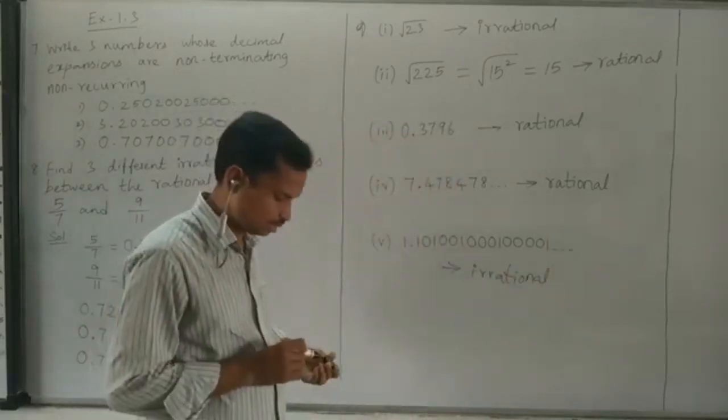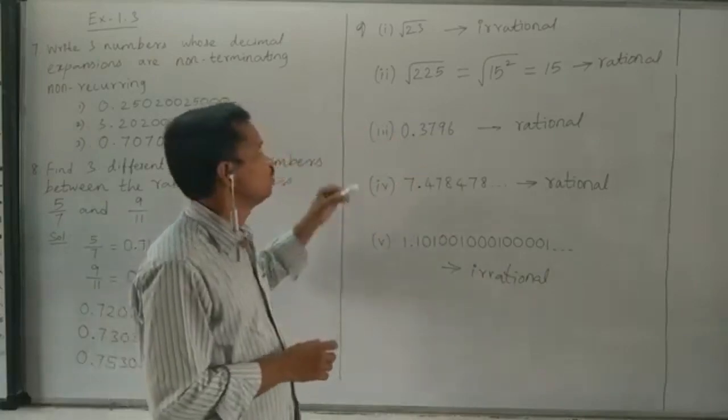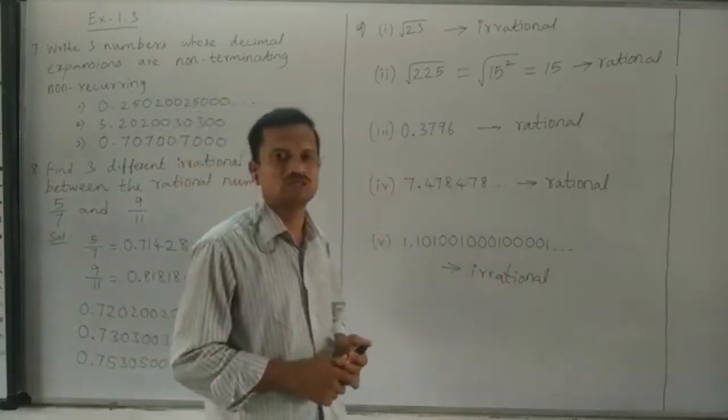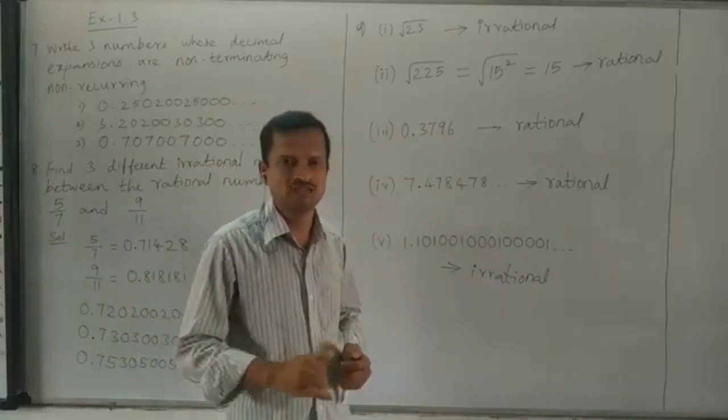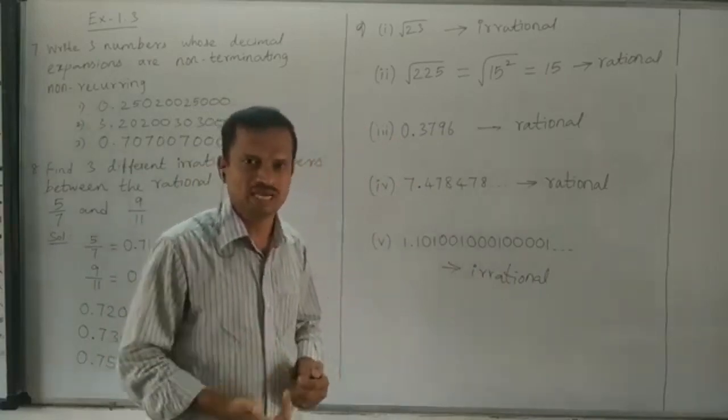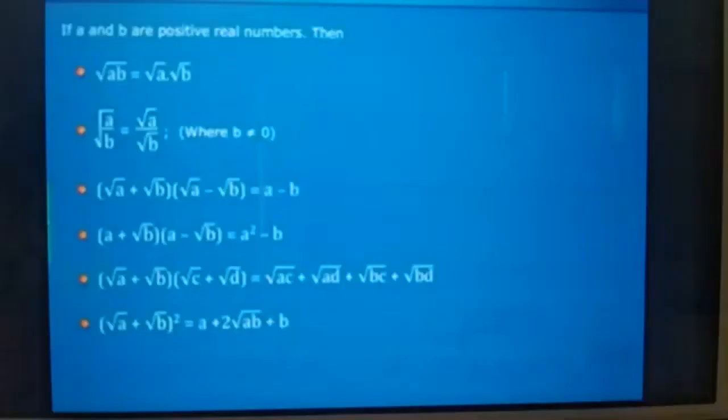So this is the method to find whether the given numbers are rational or irrational. So now the exercise is over. We move to the next exercise 1.5.